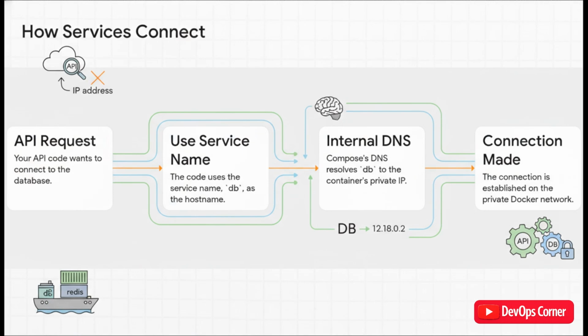And this right here is a complete game changer. Your application code doesn't care about IP addresses anymore. You simply use the service name you defined in your YAML file, like db or redis, as the hostname in your connection string. That's it. Compose has a built-in DNS resolver just for this private network. So when your API says, hey, I need to connect to db, the DNS says, oh, db? Yeah, that's this container over at this internal IP address, and the connection just works. This is also why trying to use localhost from inside one container to reach another is a classic rookie mistake. Localhost inside a container always means that container itself, not its neighbors.